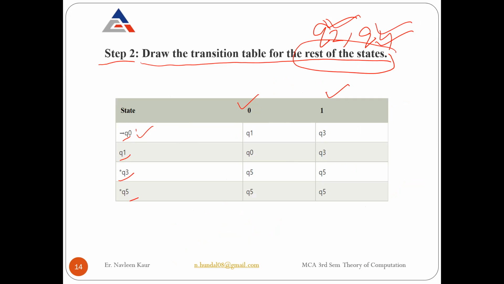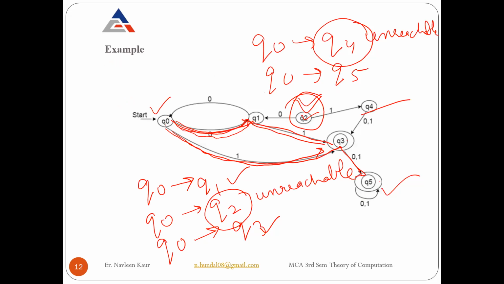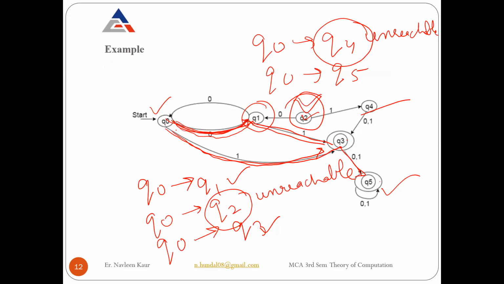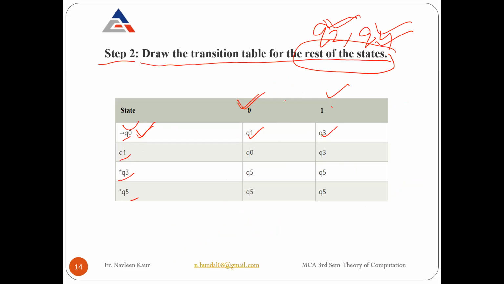How? Q0 on getting input 0 reaches where? Q0 on getting input 0 reaches Q1, so Q1 is written here. Q0 on getting input 1 reaches where? It reaches Q3. Similarly for Q1, 0 and 1, these states are generated. For Q3, 0 and 1, these states are generated. For Q5, 0 and 1, these states are generated. So if you have a transition diagram with you, the transition table creation is not difficult.